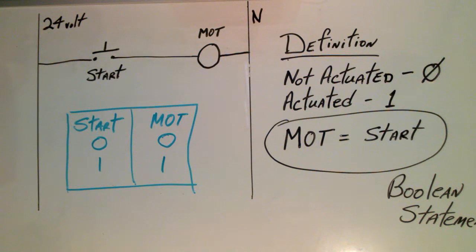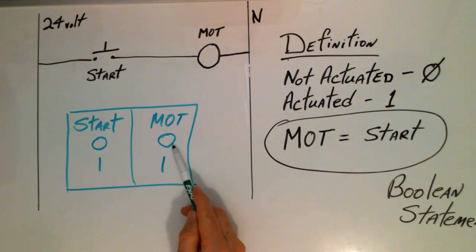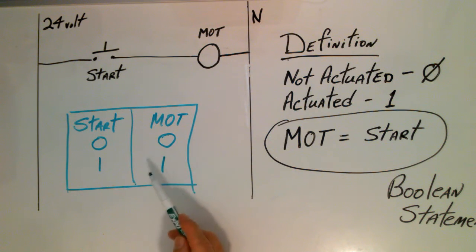Just for future use, or just for the fun of mentioning it right now, whatever start is, motor is also. So this would be called a truth table for a yes function, meaning yes, the output is equal to whatever the input is.